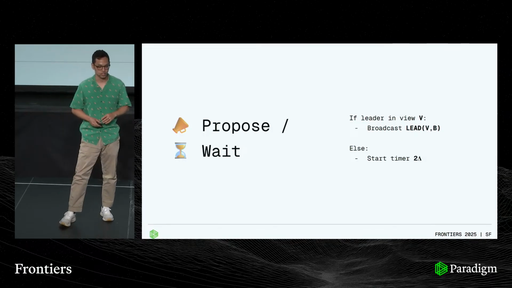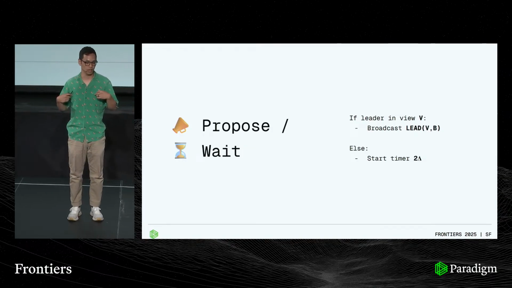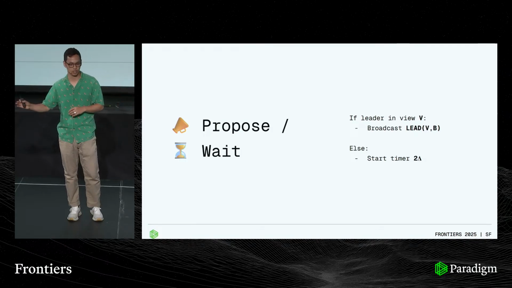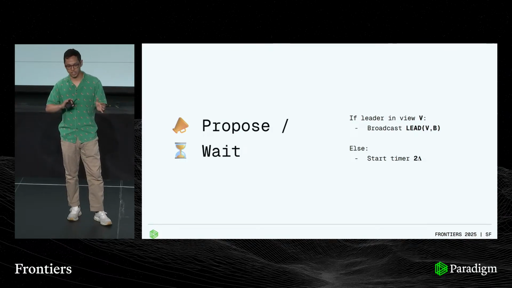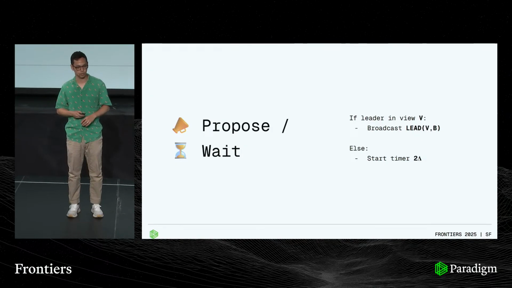And then everybody else just waits. They wait to receive the proposal. It's set to 2 delta for some reasons. Delta, again, is the maximum time it takes to send a message to someone. For technical reasons, it's 2 delta. But the point is mostly that you start a timer, and you wait to get the proposal from the leader.